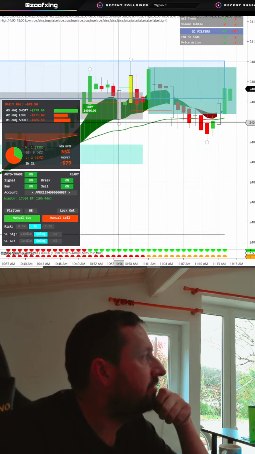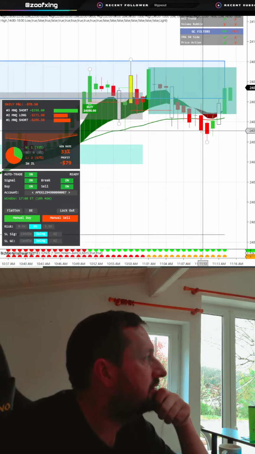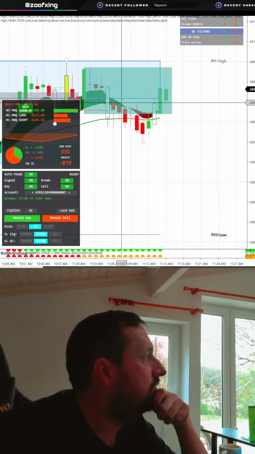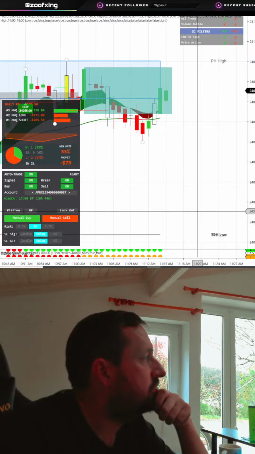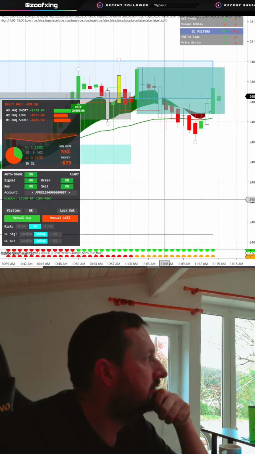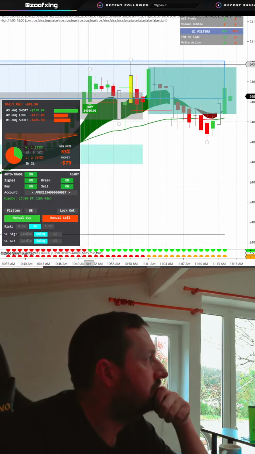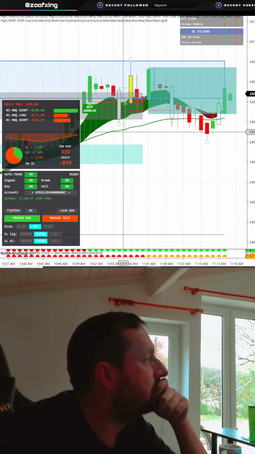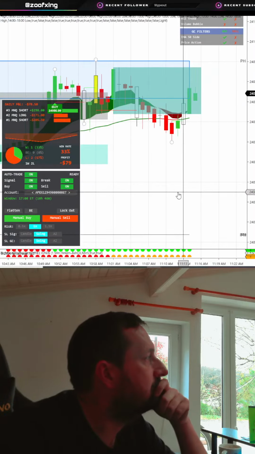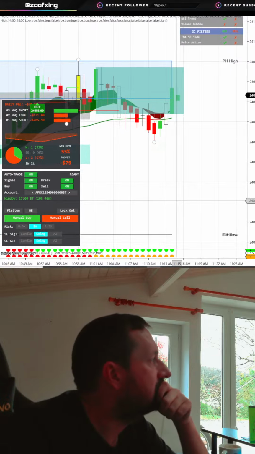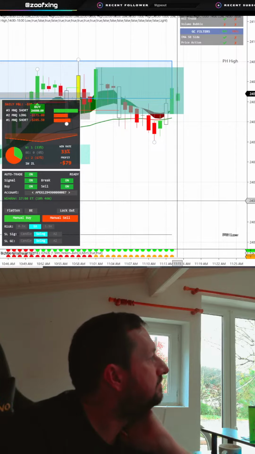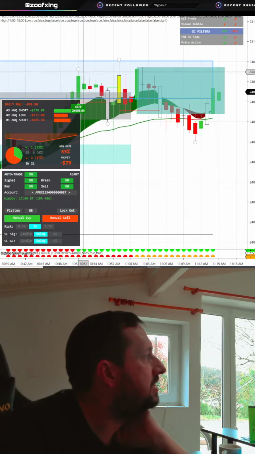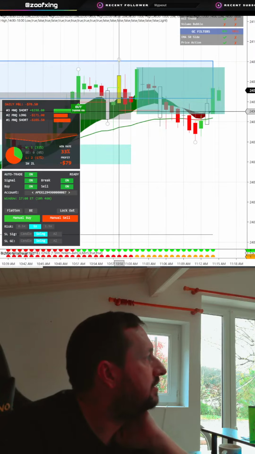We did take out this previous pullback here, so potential for a bit of structural change. Could class this as a change of character. Did come through this high from this low.